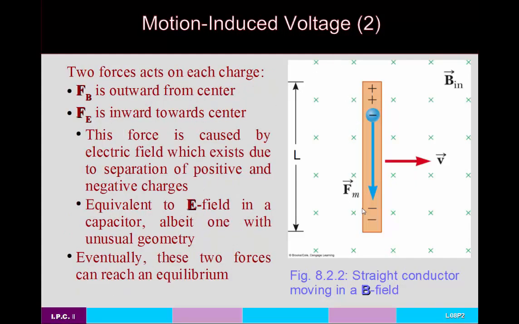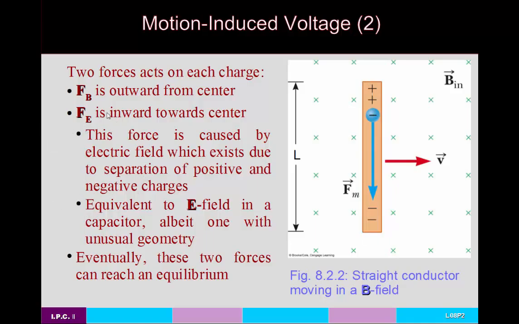When this happens, there are basically two forces which can act on any given charge carrier. One is the force due to the magnetic field, and it's going to be basically outward from the center of the conductor. The other is going to be the force thanks to the electric field that has been produced, which is going to be inward towards the center. Given that all the charges are basically along the edges, inward towards the center for a positive charge just means down, outward just means up in this diagram, and then vice versa for the negative charges.